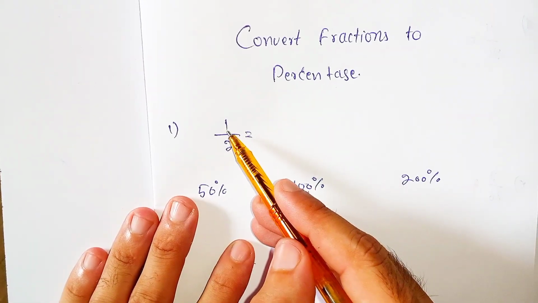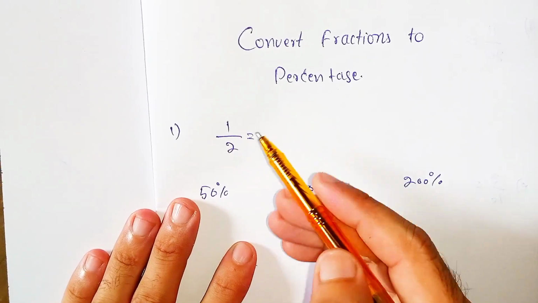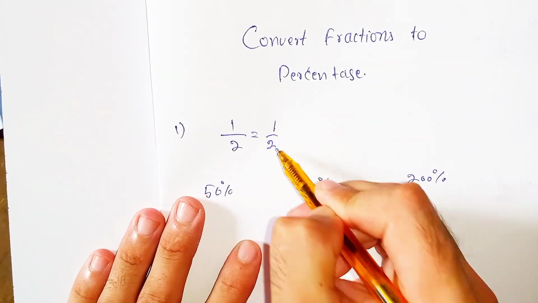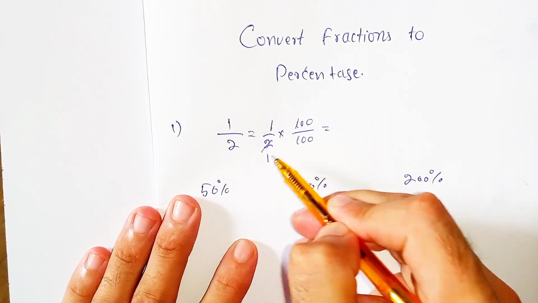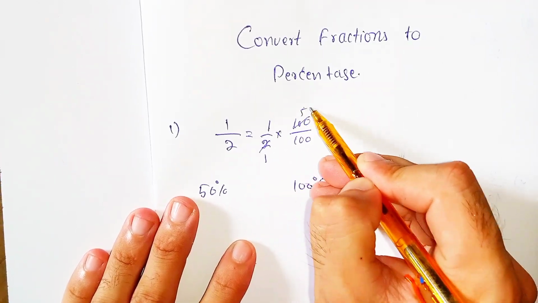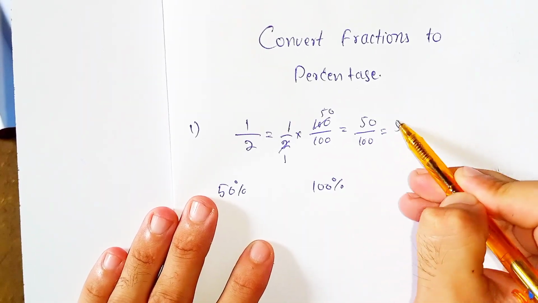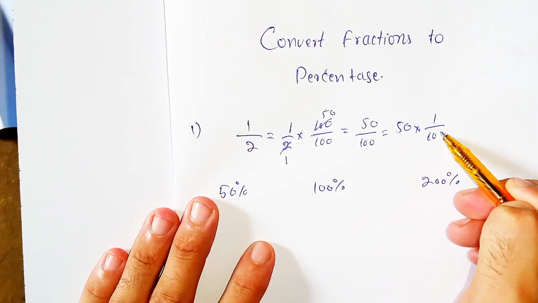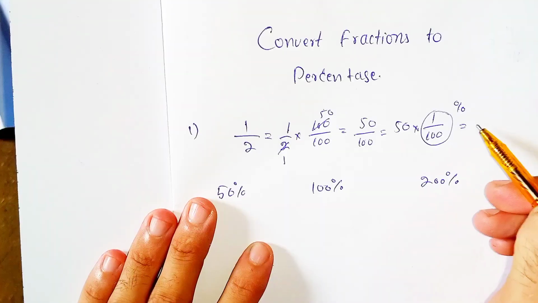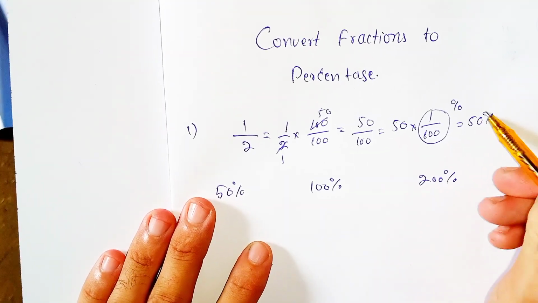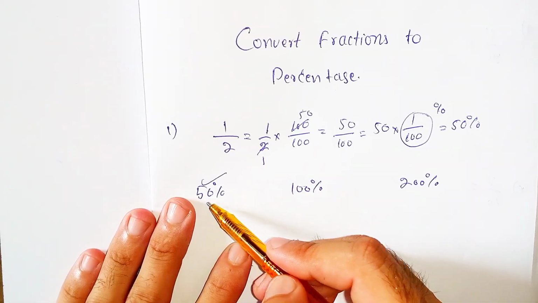To convert the fraction 1/2 into percentages, we will multiply and divide 1/2 by 100, right? So 1/2 multiplied by 100 and divided by 100. 2 times 1 is 2 and 2 times 50 is 100. So we can write it as 50 over 100, which is 50 multiplied by 1 over 100. Instead of 1 over 100, we write the percent symbol, which is equal to 50%. So the correct answer is 50%. So 1/2 is equal to 50%.